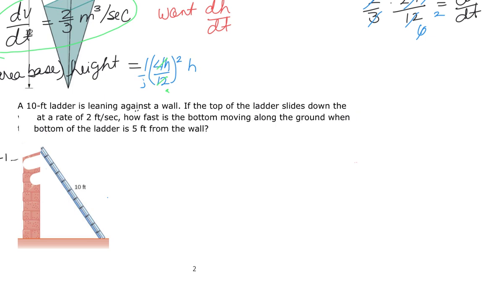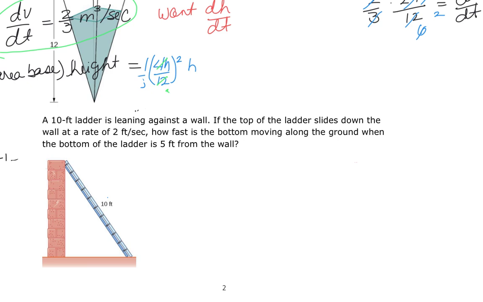Okay, so we have a 10-foot ladder leaning against the wall. The top of the ladder slides down the wall at a rate of 2 feet per second. How fast is the bottom moving along the ground when the bottom of the ladder is 5 feet from the wall? So we already have our picture. I'm going to call this y, I'm going to call this x, and my want is how fast is the bottom moving along the ground? So my want is dx/dt. How is that bottom part of the ladder sliding across the ground?